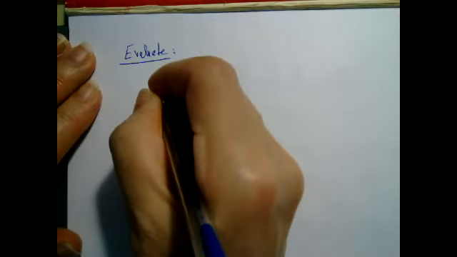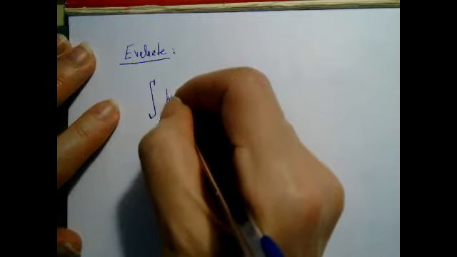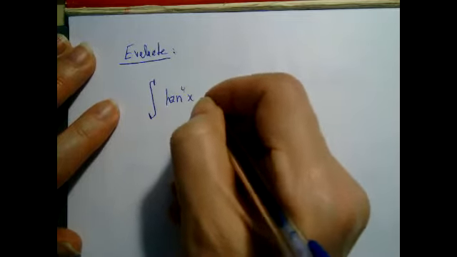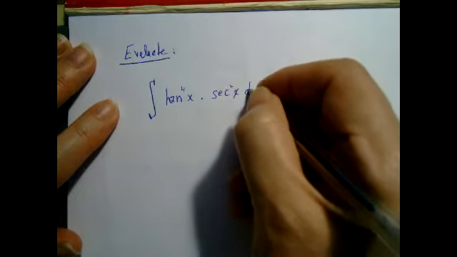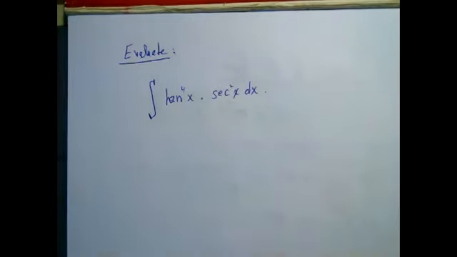So I'll start with my first problem, and an easy one. Suppose I give you the following integral. Evaluate the integral of tangent to the fourth x, secant square x dx. I want you to see the connection and then tell me how to do it.